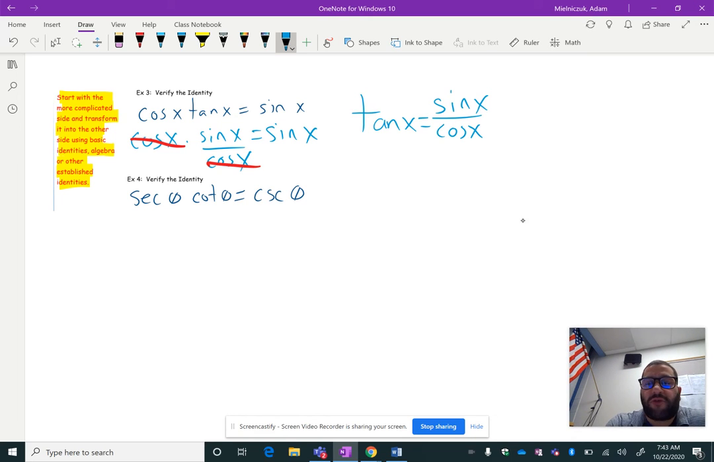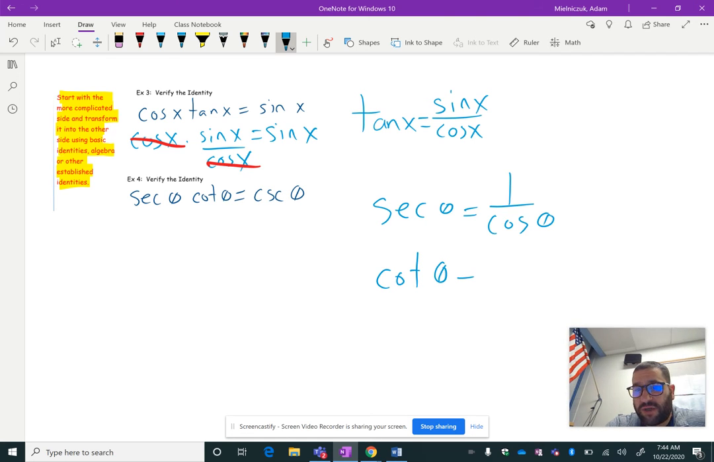Okay, let's remember for the next one that the secant of theta, keep in mind theta or x or alpha or anything we use, it doesn't matter. It's just mentioning an angle. It's the same thing as 1 over cosine theta. And we should remember that cotangent theta is the reciprocal of tangent. So this would be cosine theta over sine theta. And we should remember that cosecant theta equals 1 over sine theta.